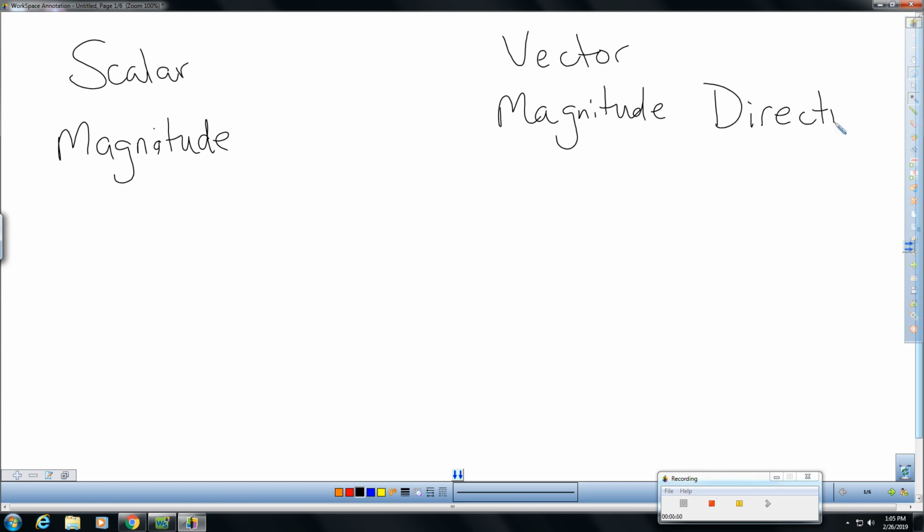So the difference between the two is that vector quantities are not only the magnitude, the how much, how far, how fast, how long kind of stuff, but also the direction. Scalar is just the how question. How fast was it going? How far did it go? How long did it take? So scalar is the how, and vector is the how and the where, which direction.